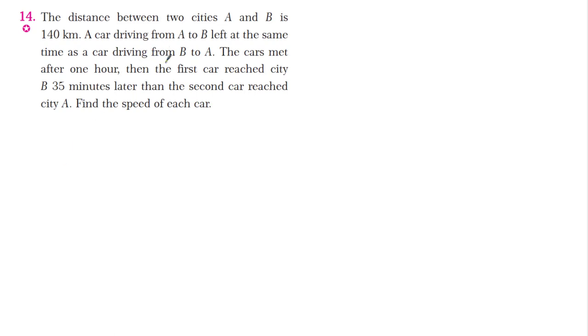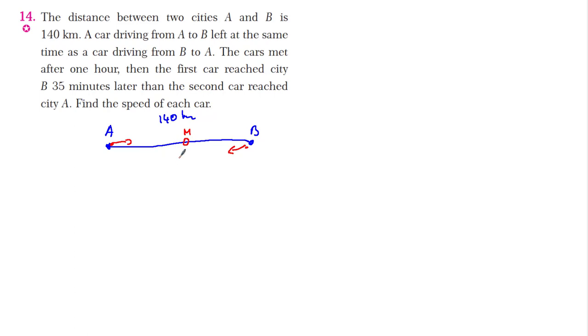The distance between two cities A and B is 140 kilometers. So there is a city A here, and then there is another city B here. The distance from here to here is 140 kilometers. All right, a car driving from A to B left at the same time as a car driving from B to A. So there are two cars, one moving this way, and another car moving this way. The cars meet after 1 hour. So, for example, they met somewhere here, the meeting point.